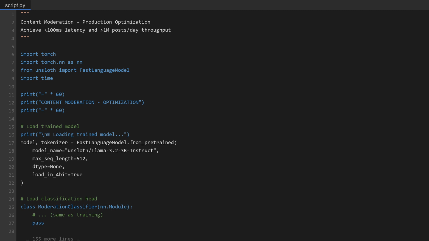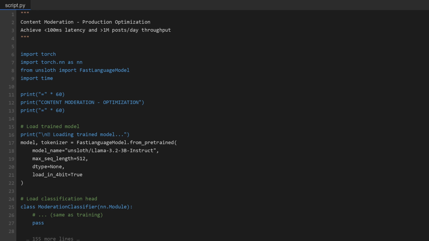The first optimization is torch.compile, which traces the model's computation graph and compiles it to optimized machine code. The warm-up phase that follows isn't just boilerplate. Torch.compile uses lazy compilation, meaning the first few inference calls trigger the actual compilation. Running warm-up passes before benchmarking ensures you're measuring steady-state performance, not compilation overhead.